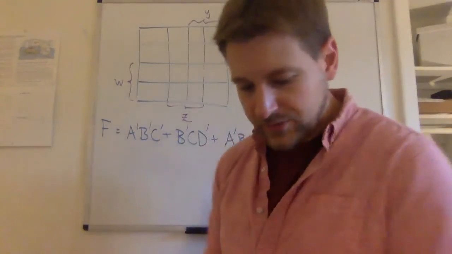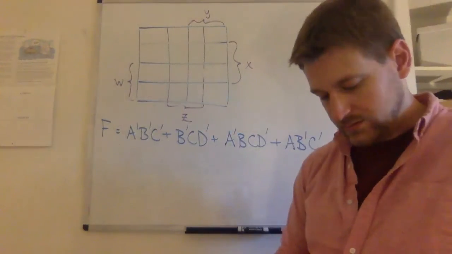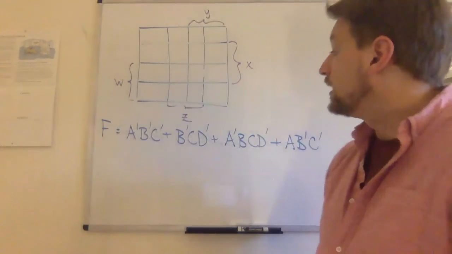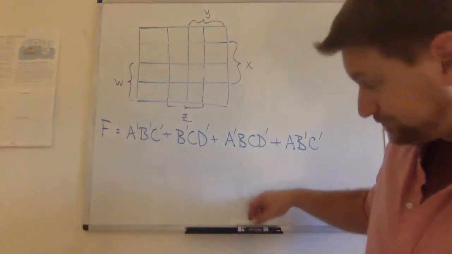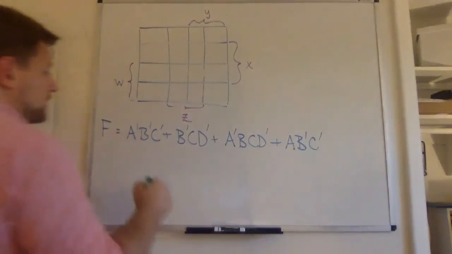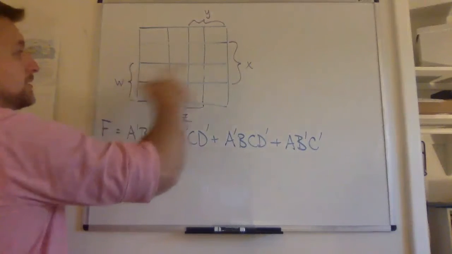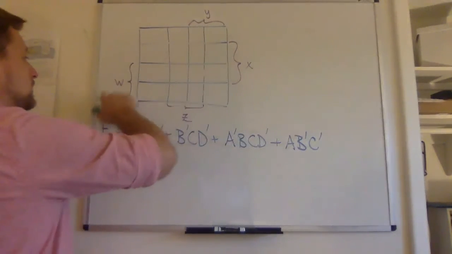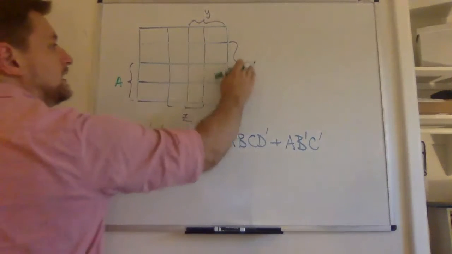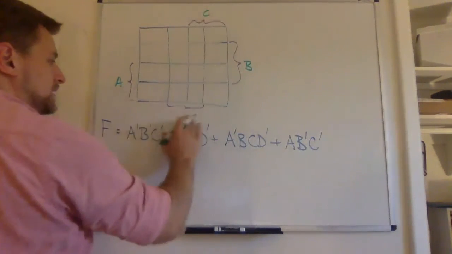expression. We've got the A, B, C, D. All right, so we need our 4 variable K-map. We need the 16 grid. All right, so let's see what we got. Instead of A, B, C, D, we're used to talking about W, X, Y, Z, but let's put it in A, B, C order. So alphabetically, A, B, C, D.